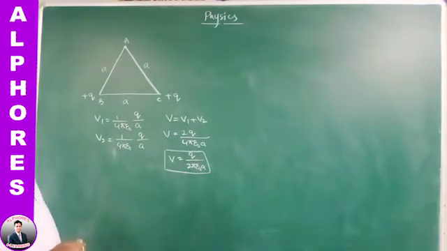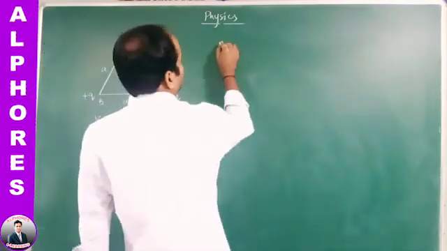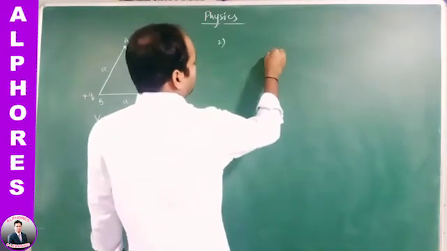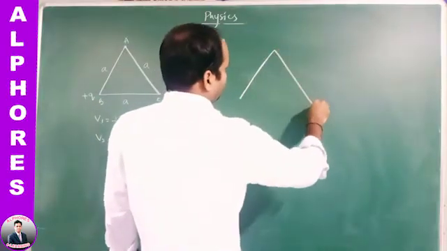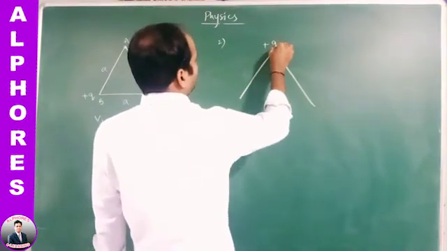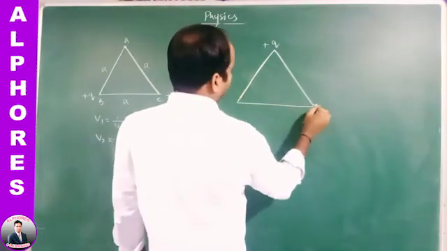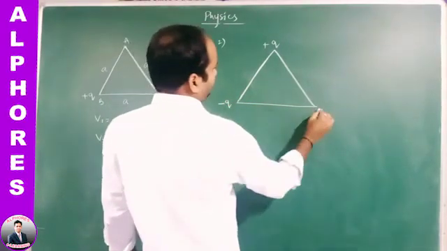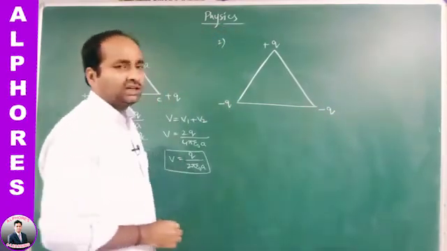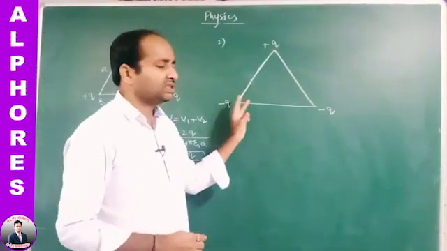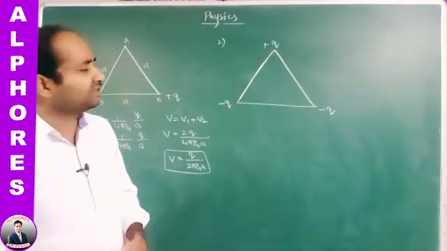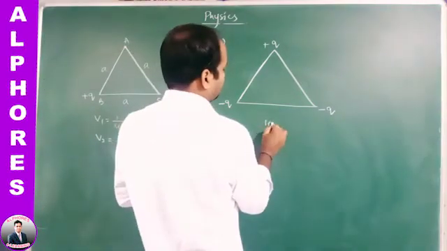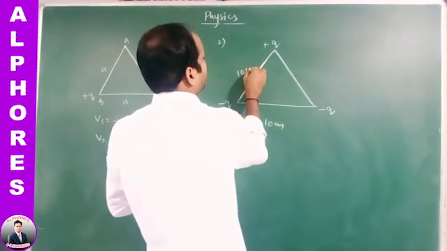Okay, so this is one of the problems, or the question may be asked like this also. If three charges, one positive charge plus q and two negative charges minus q, are kept at the corner vertices of an equilateral triangle of side 10 centimeters.